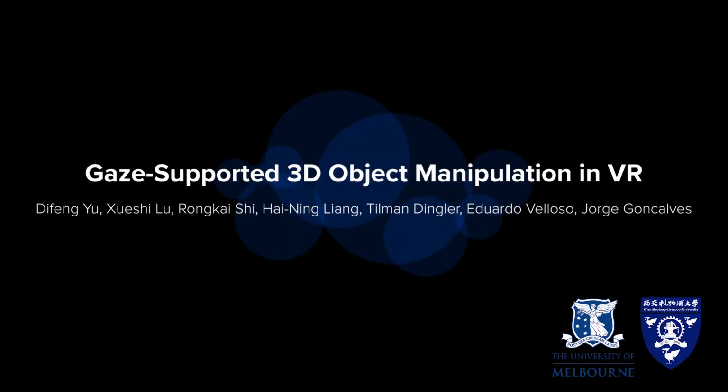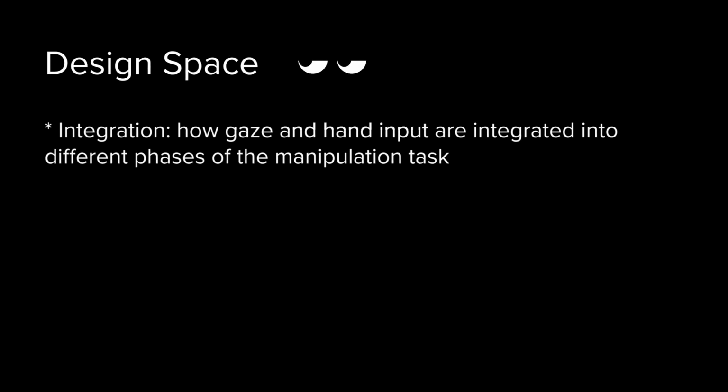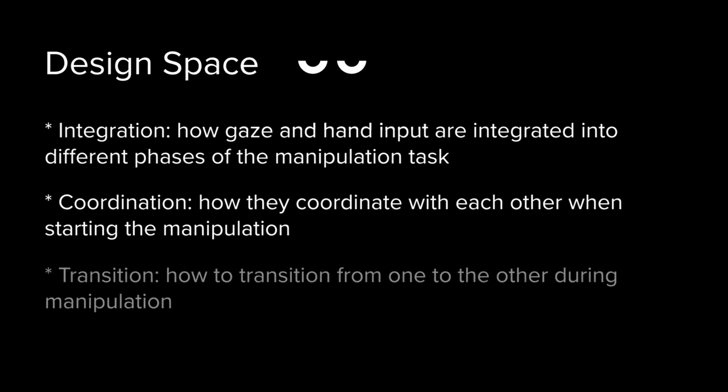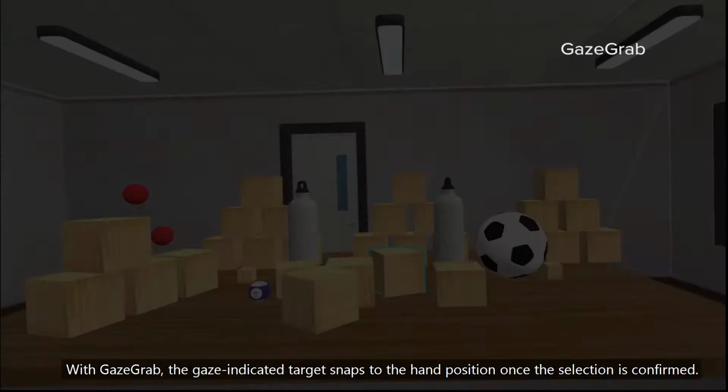In this research, we investigated different integration, coordination, and transition strategies when incorporating gaze into current systems with mid-air input for 3D object manipulation in VR. We examined the design space that considers how gaze and hand input are integrated into different phases in the manipulation task, how they coordinate with each other when starting the manipulation, and how to transition from one to the other during manipulation. Based on the design space, we developed 4 gaze-supported manipulation techniques.